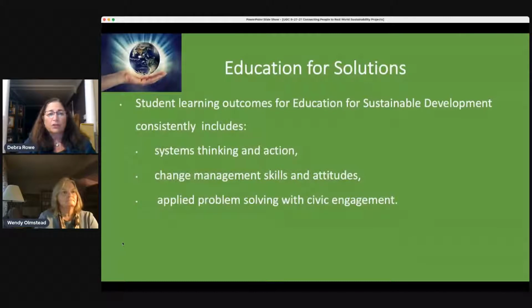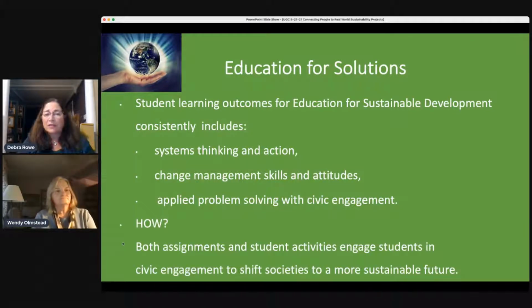A lot of campuses push students to sign up to vote, but then they don't teach them how to interact with their policymakers. And that's a key skill for any democracy, really for any country around the world. So next. Once again, I put this on both slides because it's so important. The key to this is to change what our assignments are and to change what we do in student activities, to engage our students in civic engagement, to shift societies to a more sustainable future. So they come out of their schooling and they go, look what I did and look what I bumped up against and how I overcame it.